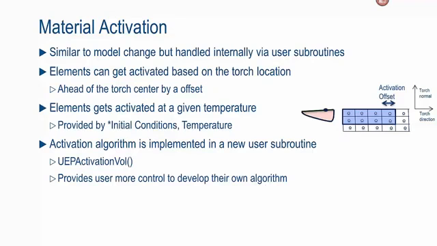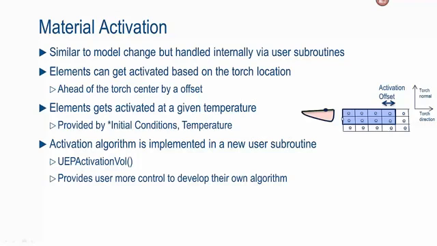Let's talk a little bit more about material activation. The end result is similar to model change, but it is handled differently and more efficiently in the code through subroutines. So elements get activated, for example, in the heat transfer as well as the stress model based on the torch location, the current location of the torch.